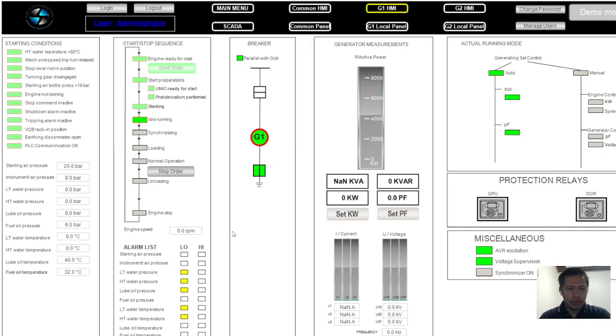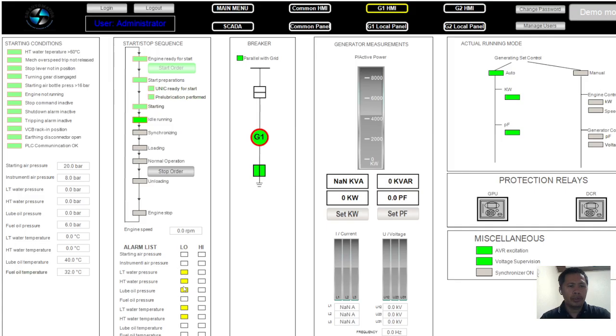So now we can also see that there is an alarm list here. You can see the LT pressures are low because we haven't set them here. But now the engine is running. Now the LT water is also running, and also the ST. So now we can put in the pressure, since the engine is already at idle run.